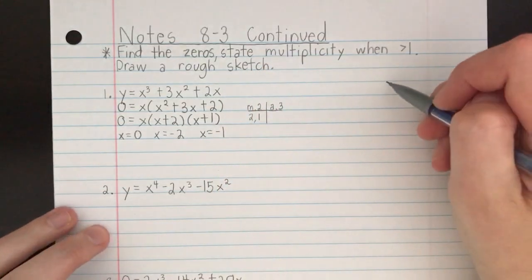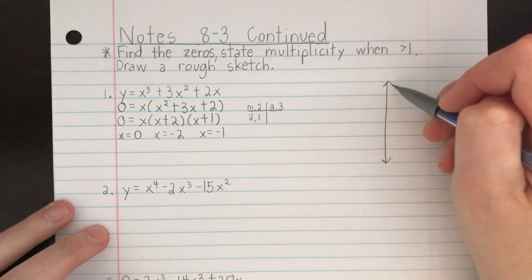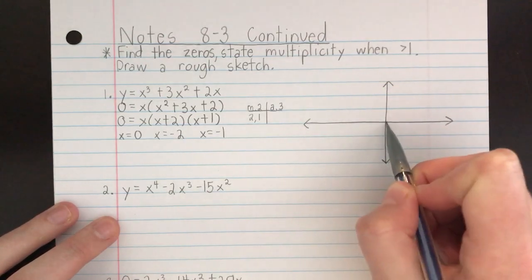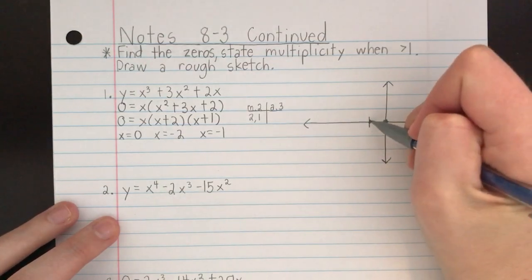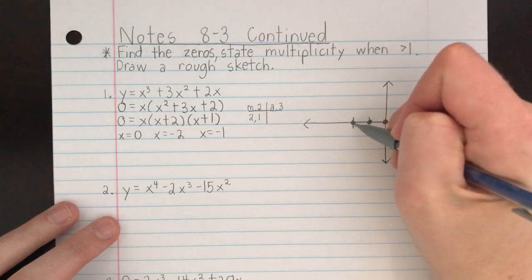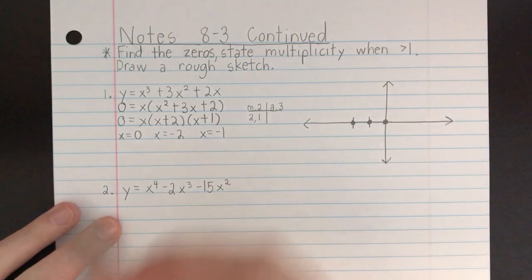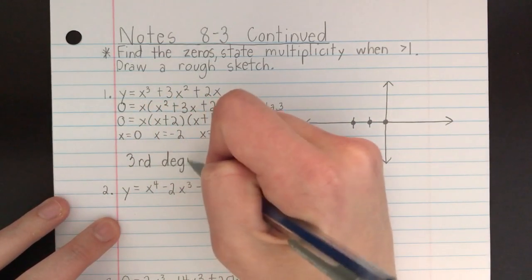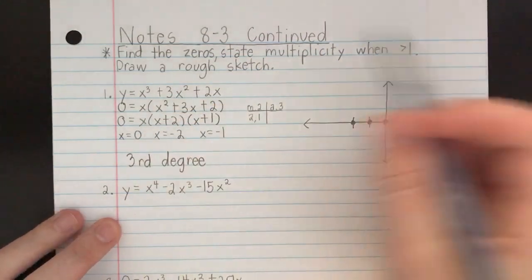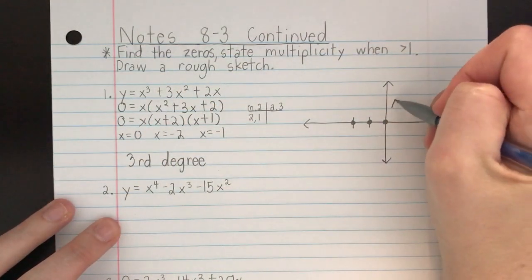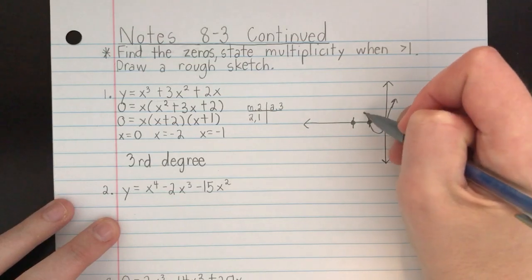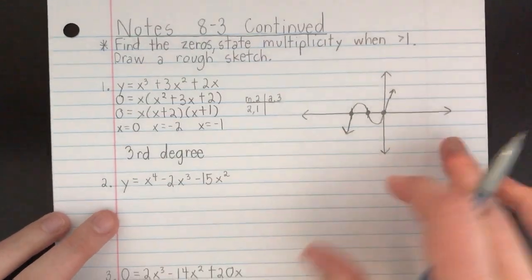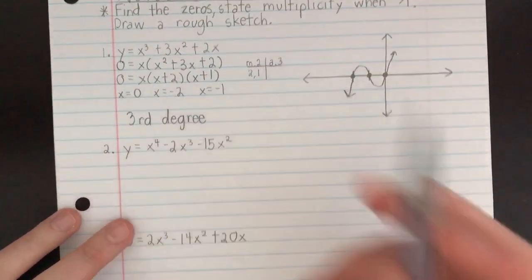Okay, then for your sketch, you know you have roots at 0, negative 1, and negative 2. They're all singles, no doubles or triples or anything like that. Since you have 3 roots, it's third degree. Okay, so arrows face in opposite direction. Lead coefficient's positive, so right arrow up, left arrow down. Okay, and cut, cut, cut, because it's just linear type graphs because they're singles.